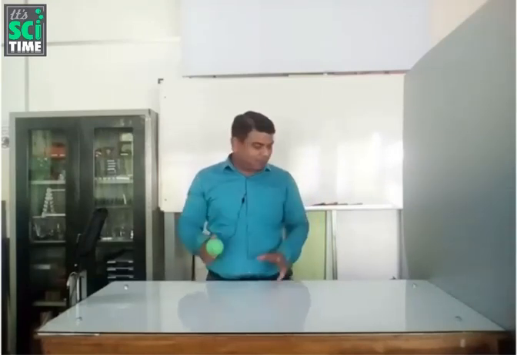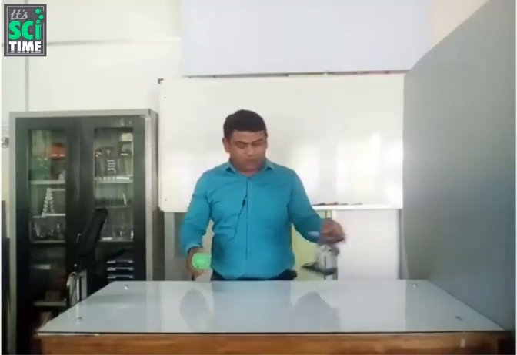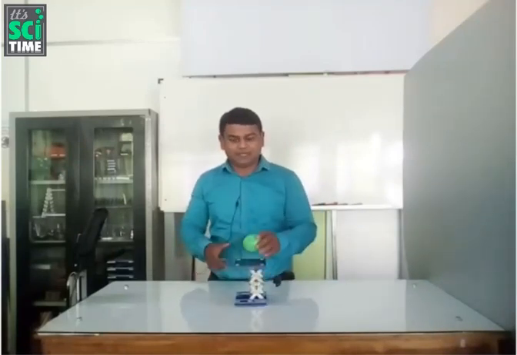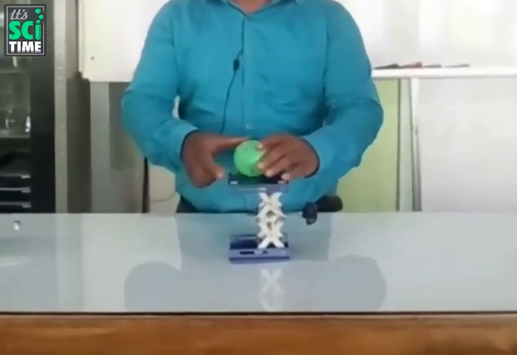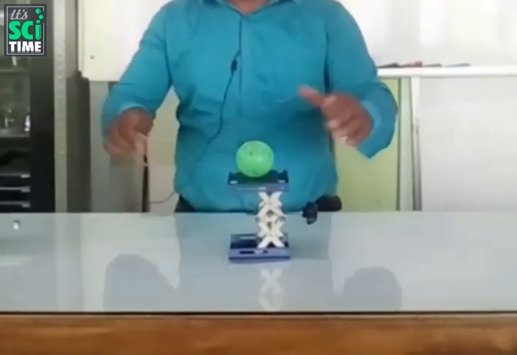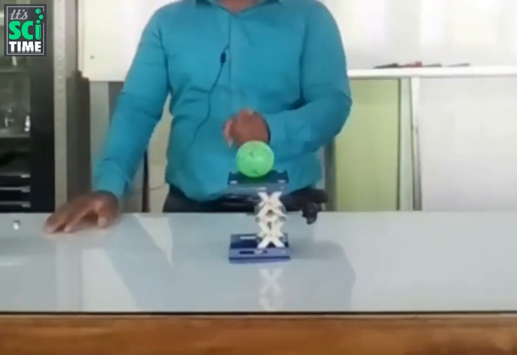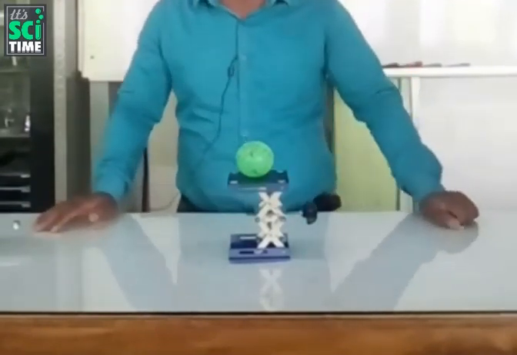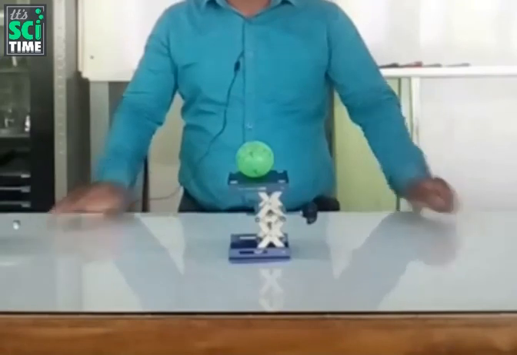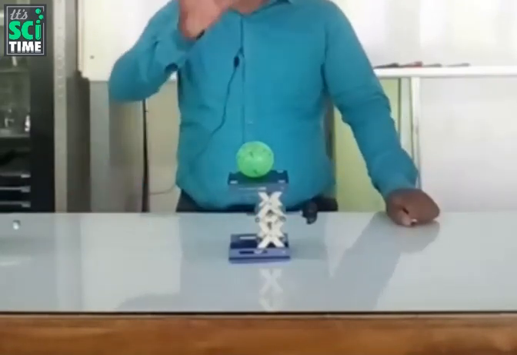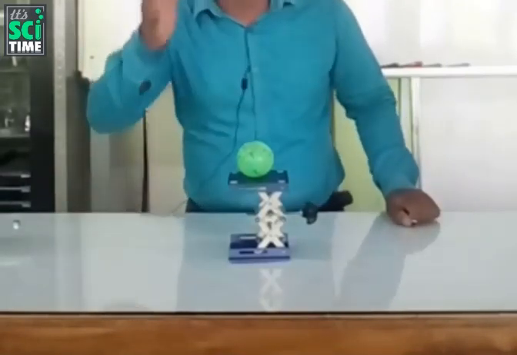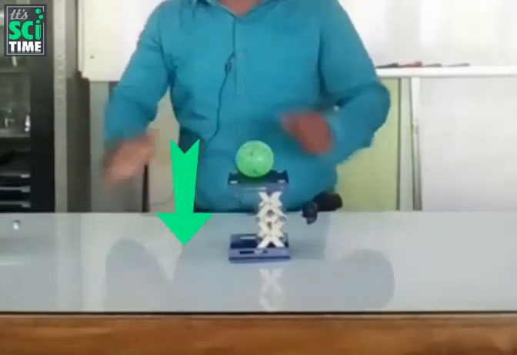So let's take an example. I will keep the ball here on this stand. So you can see the ball is resting on the stand. Is there any force acting on this ball now? It's at rest. Actually there is a force. That force is the pulling force by the earth.